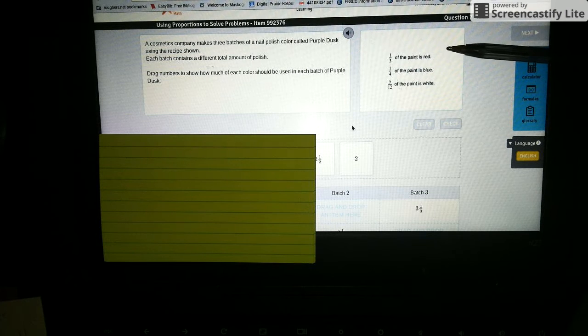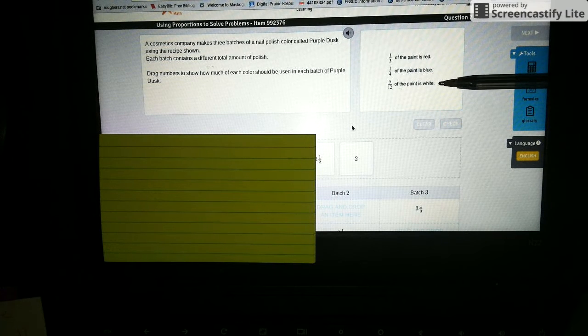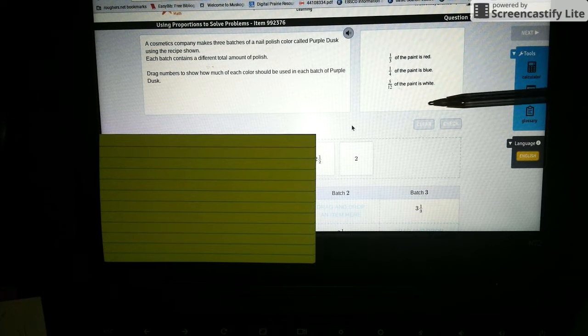Over here, it gives you several recipes. And the recipe is actually a mathematical formula. We have to remember that words like of and is have meaning mathematically. Of means multiply, is means equals. So I'm going to use these recipes to write a formula.